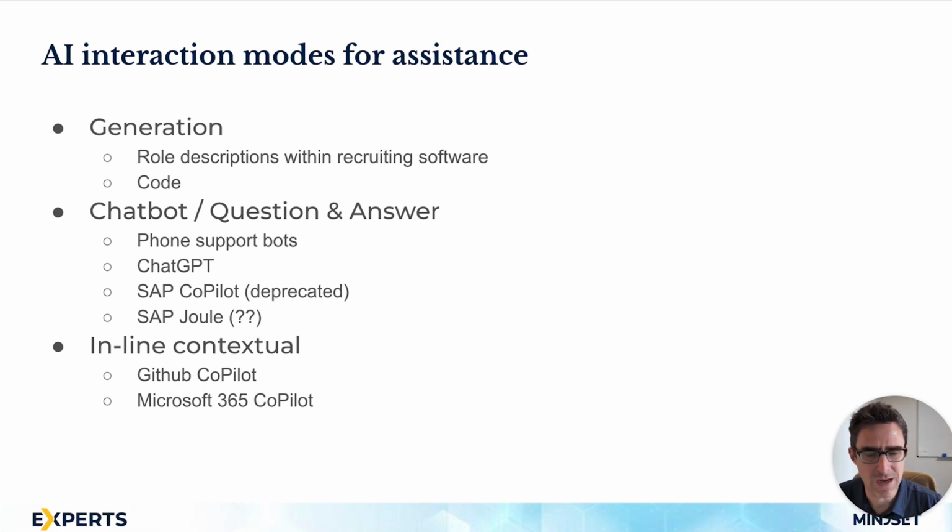Then we have chatbots and question and answer. We see this with ChatGPT, which a lot of us have used, and Bing, which a lot of us have used. We see this all the time with old school chatbots, phone support bots, that kind of thing. We saw it with SAP Copilot, and it looks like we're seeing it with SAP Joule as well, chatbots that answer questions.